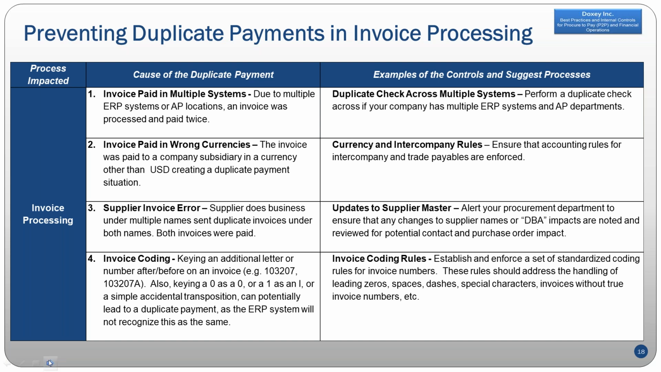The invoice could be paid in the wrong currency. The invoice was paid to a company subsidiary in a currency rather than USD, creating a duplicate payment situation. What we recommend is making sure accounting rules are in place for intercompany and trade payables, and that those are reviewed in a timely manner. What is really going to help with everything we're talking about is to have some sort of self-assessment process included with your internal controls, where you're checking for duplicates, for currency and intercompany issues, and for supplier invoice errors.